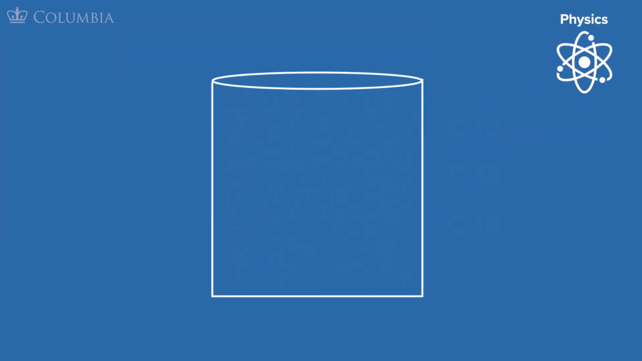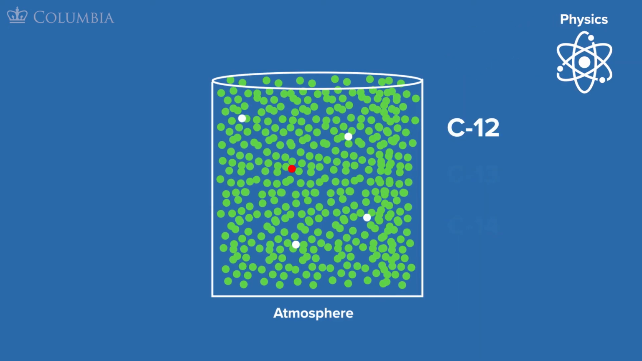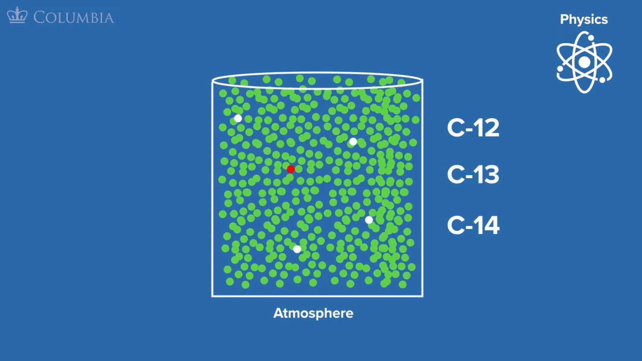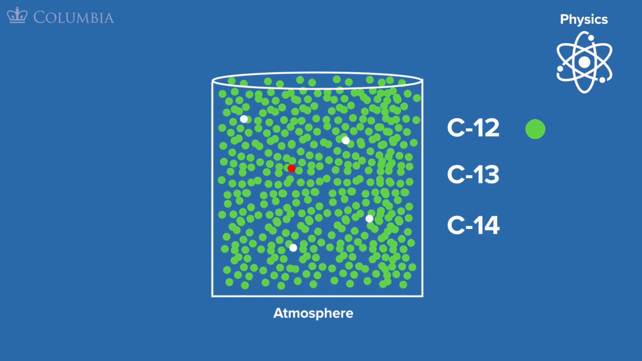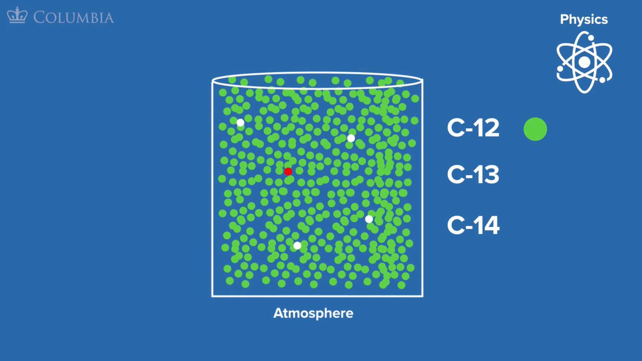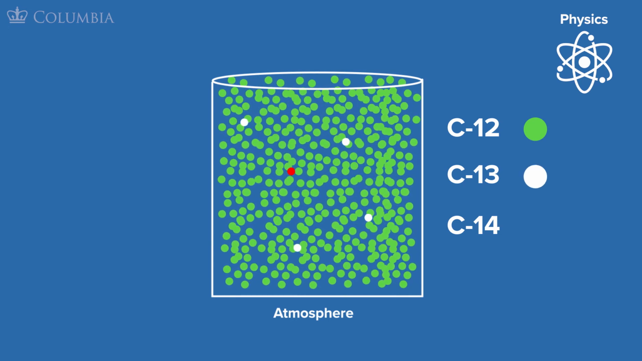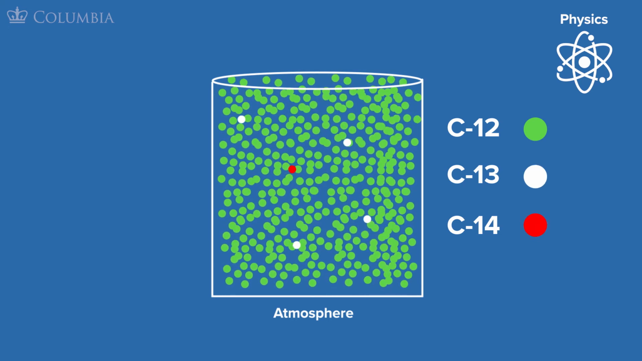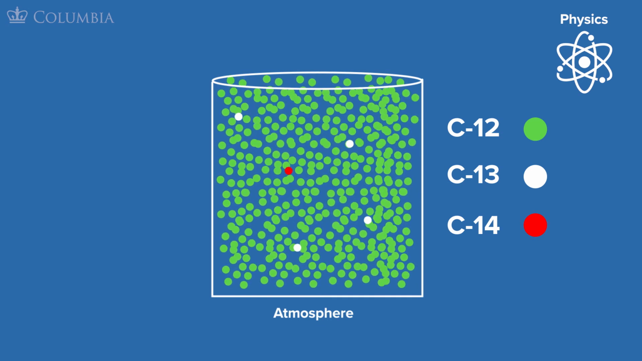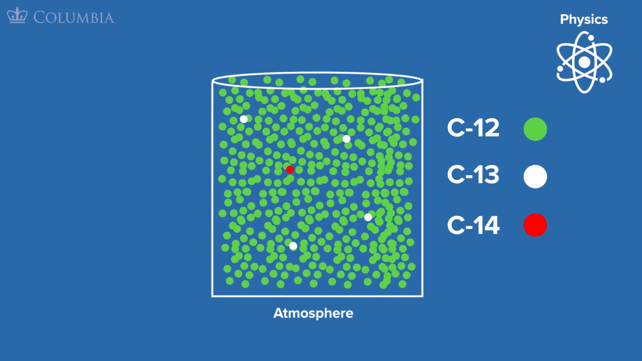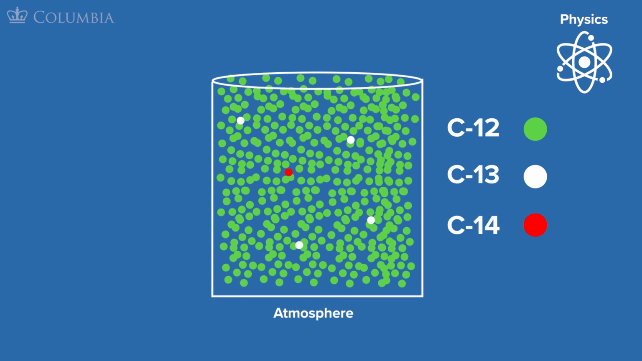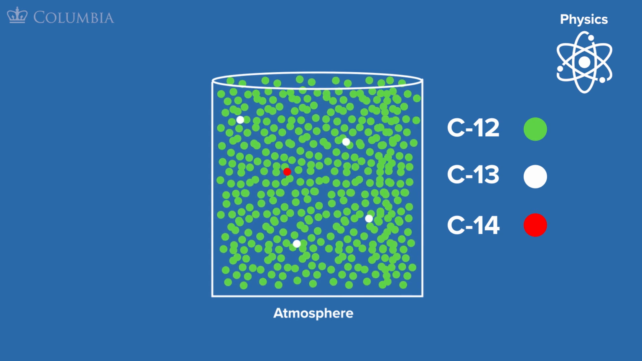The picture looks like this. We have an atmosphere. It's full of C12, C13, and C14. Most of the atoms are C12, those are the green dots. A few of them are C13, 1% or so, those are the white dots. And occasionally, there's a C14. And what we're going to do is add some gas to the atmosphere. We know that's happening. And see what the carbon isotopes look like.